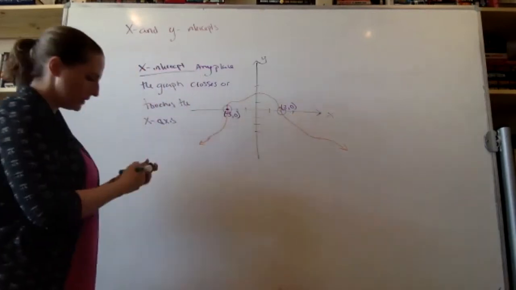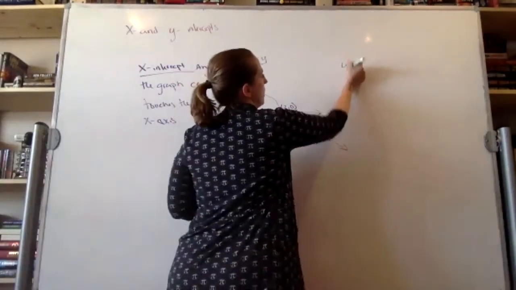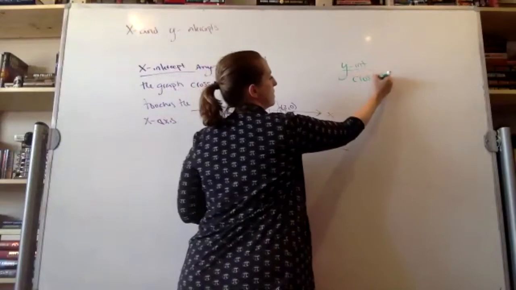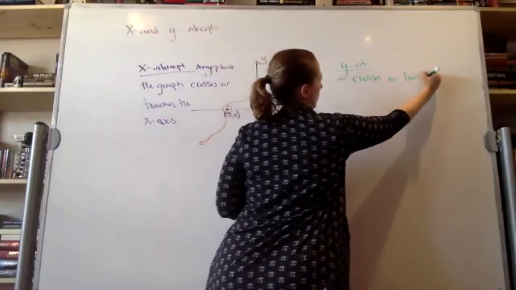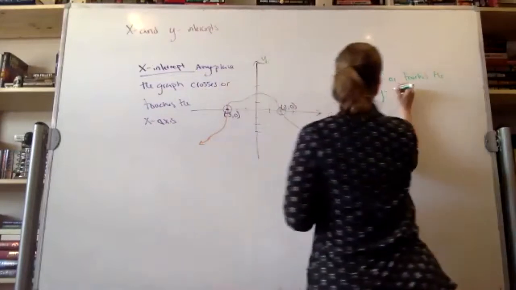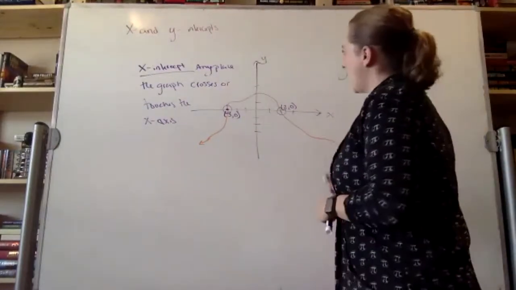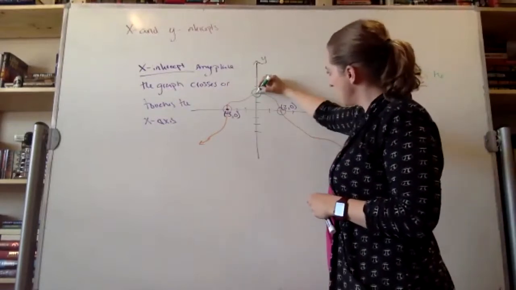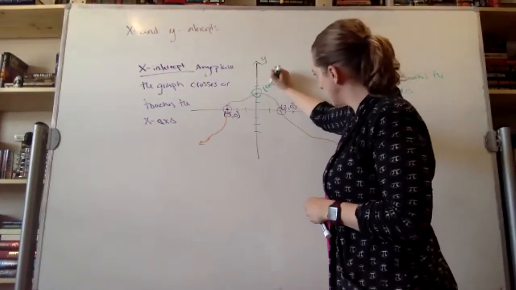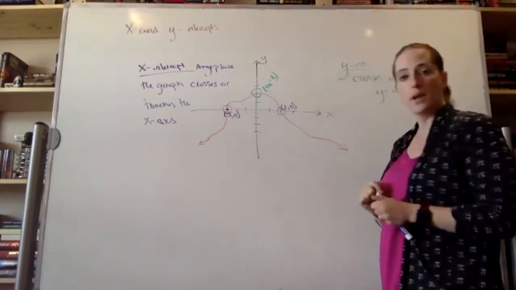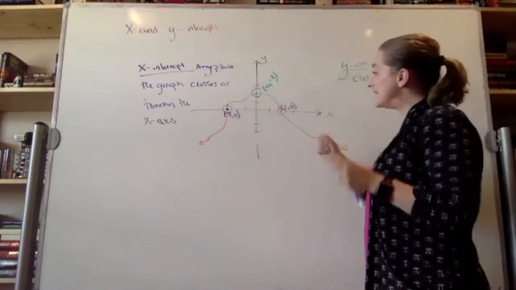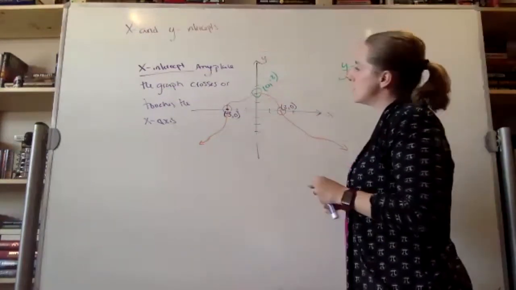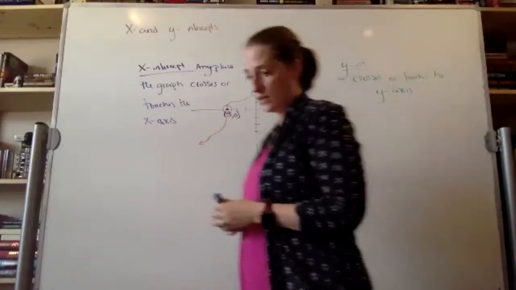Okay. Now, similarly, what do you think about y-intercepts? Well, y-intercepts are going to be anywhere that our graph crosses or touches the y-axis. Okay, so looking at the graph, if I get out of the way, where does this graph cross or touch the y-axis? Well, it's crossing the y-axis right there, so our y-intercept would be the point (0, -2). Okay? So we can look at a graph and see where it crosses or touches the x-axis to find our x-intercepts, and where it crosses or touches the y-axis to find our y-intercepts.